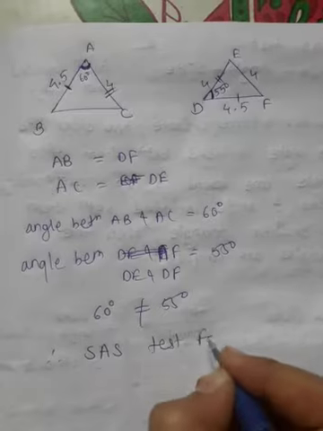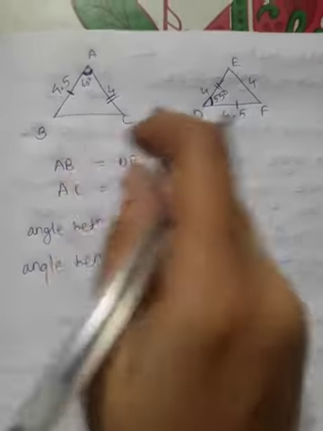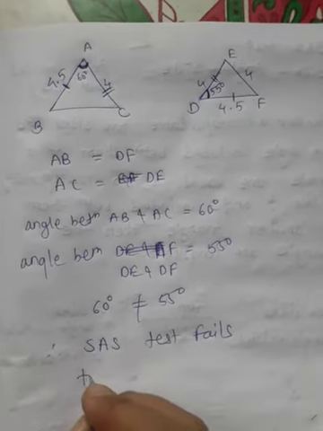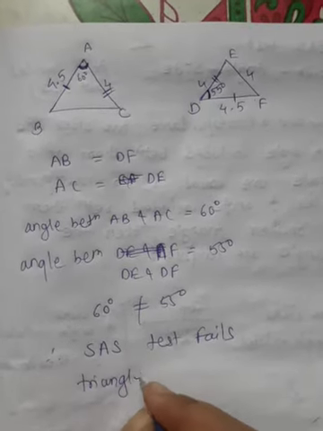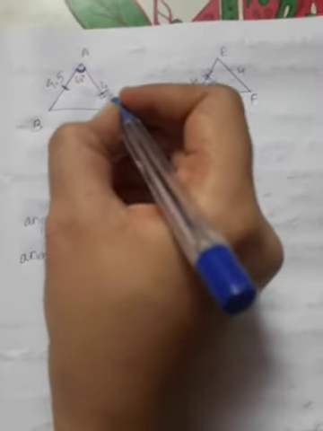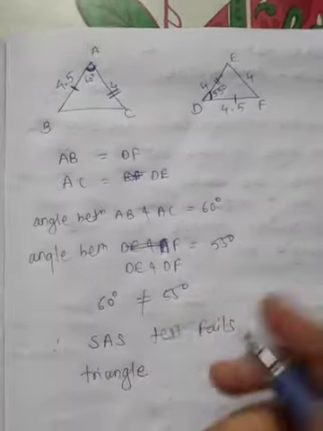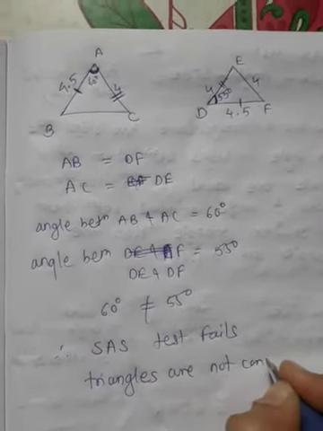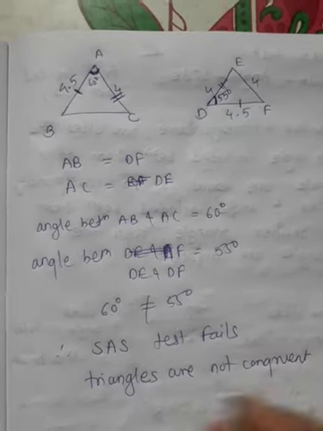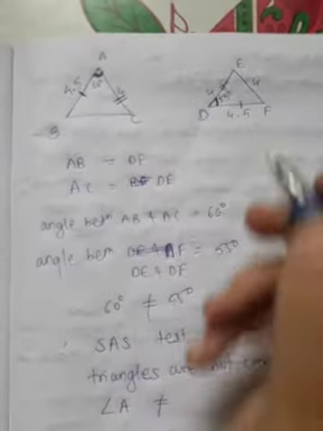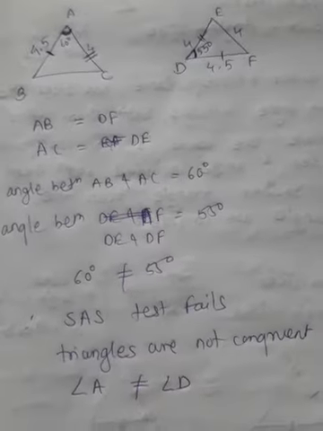The SAS test fails, and therefore these two triangles are not congruent, because the angle included between the two equal sides is not equal. So the given triangles are not congruent. And what is the reason? Here, angle A is not equal to angle D.